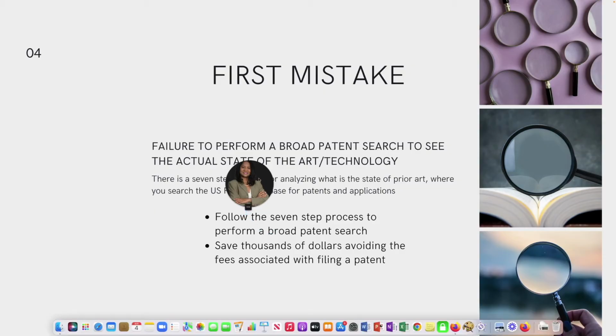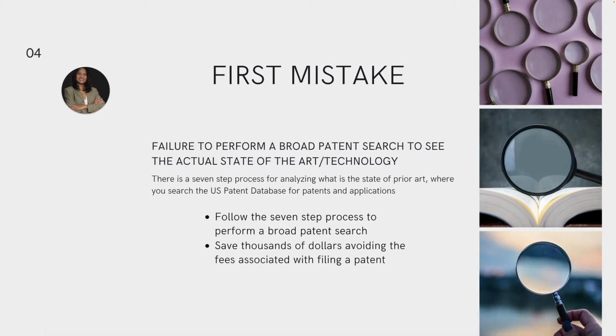So, what's the first mistake? The first mistake is a failure to perform a broad patent search to see what is the actual state of the art and technology that presently exists around your innovative concept. Well, fortunately, there is a 7-step process of analyzing what the prior art is and where to search the United States Patent Database for patents and applications, as well as the international database for patents and applications filed in the foreign countries.